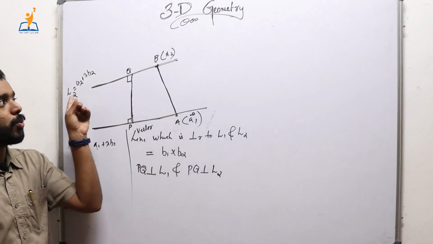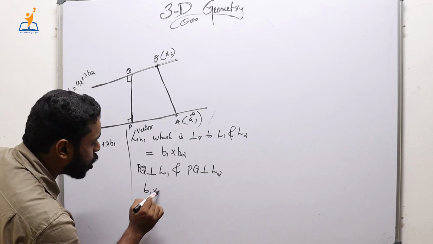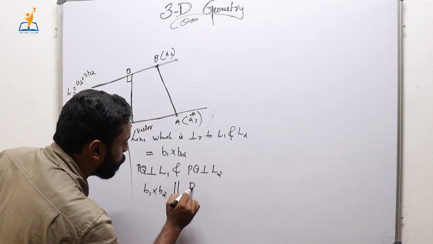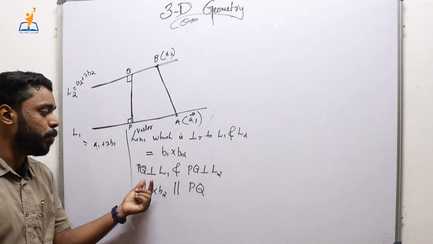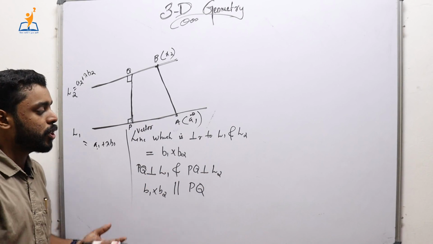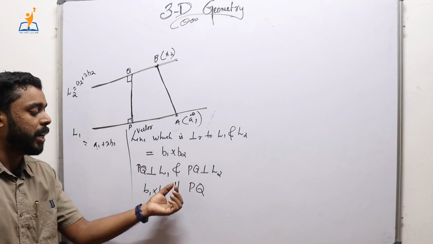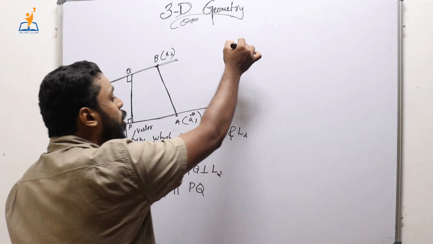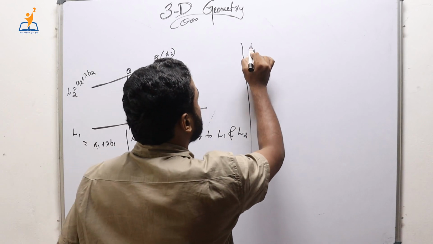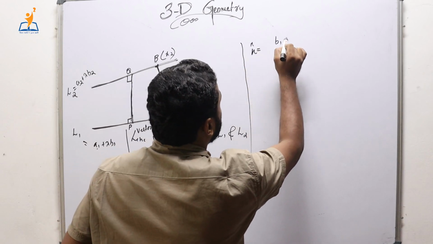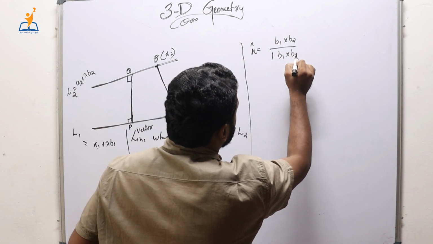See, PQ is perpendicular to L1 and PQ is perpendicular to L2, which means that B1 cross B2 is parallel to PQ. Because B1 cross B2 is also perpendicular to L1 and L2, and PQ is also perpendicular to L1 and L2, hence these two must be parallel, right? So we get B1 cross B2 is parallel to PQ. Now the unit vector in the direction of B1 cross B2 is nothing but n cap is equal to B1 cross B2 divided by modulus of B1 cross B2, isn't it?